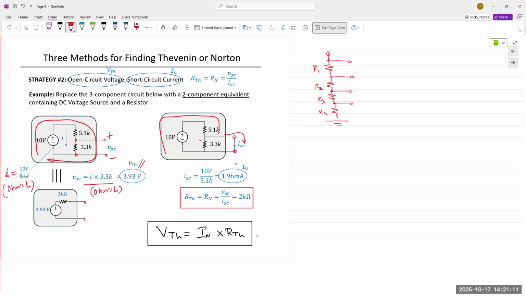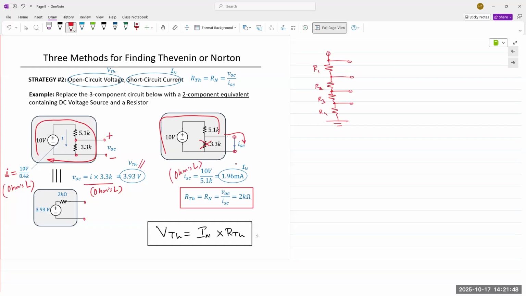And so effectively, it is no longer part of the circuit. So the only thing left in the circuit is the 5 kilo ohm resistor. We apply Ohm's law once again, and you find that current. That is your Norton current, 1.96. Okay, 1.96. Does that make sense to everyone?